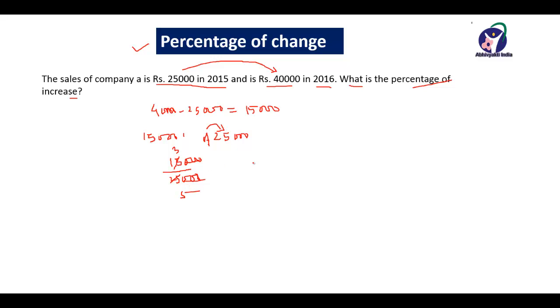So it is, 5 sixes are 30, 0.6. And since it is 0.6, to get the percentage we shift the decimal point 2 digits to the right, so it will be 60%. So there is a 60% increase.